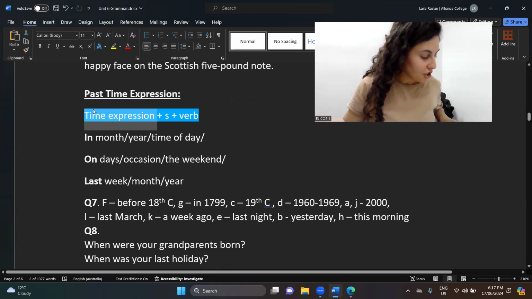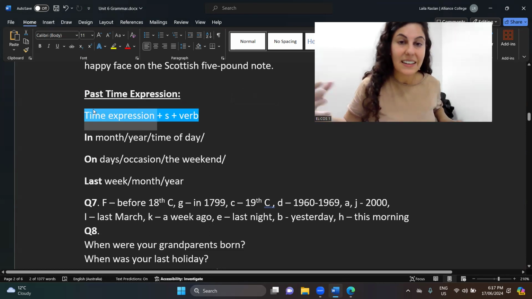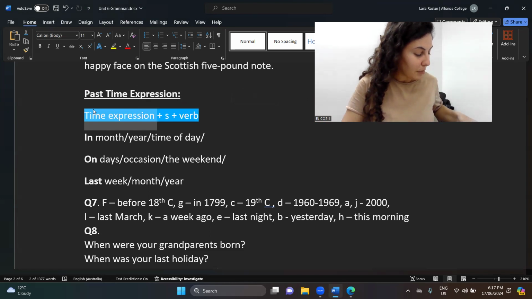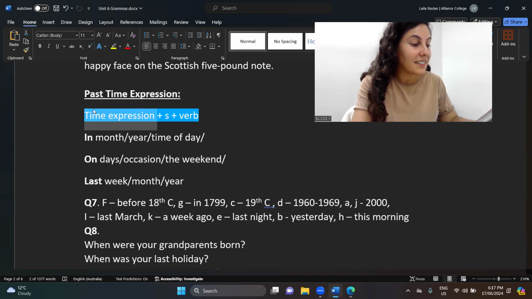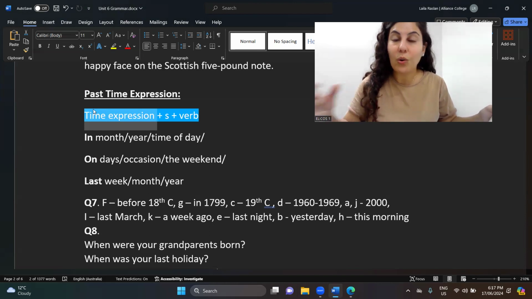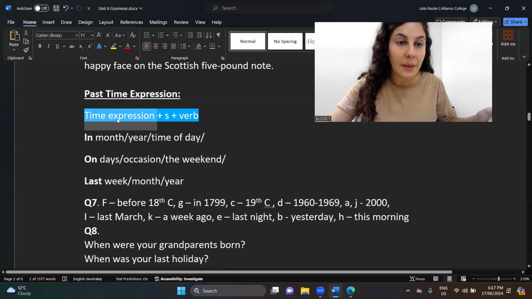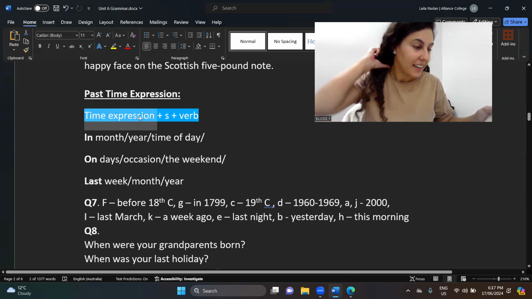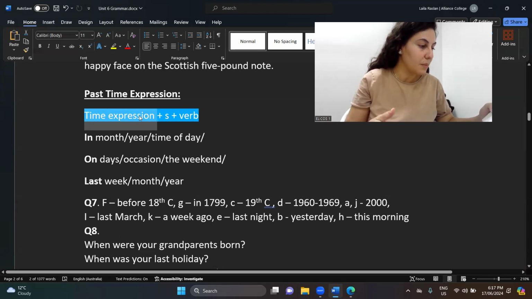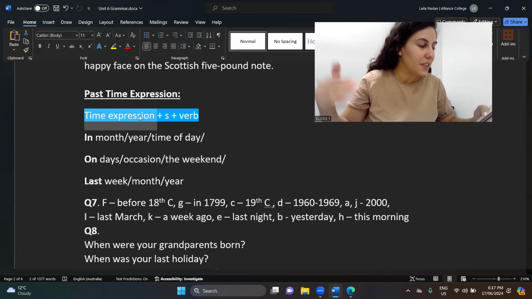During the 19th century, the 60s, last Monday evening, before the 18th century, in 1799, this morning, last March, on January the 1st, 2000, a week ago. All of these words were time expressions in the past. And as I said, they go before the subject. So we're going to number them.